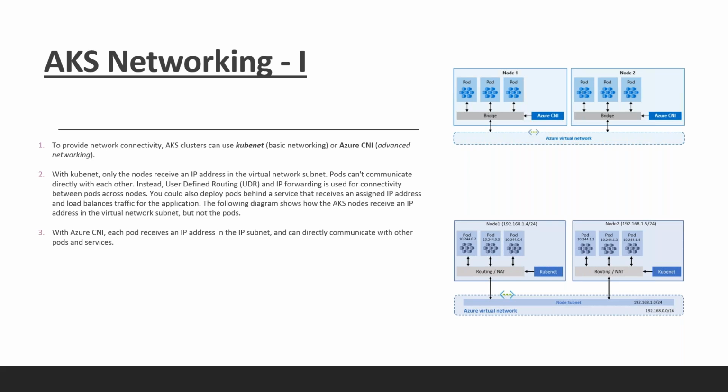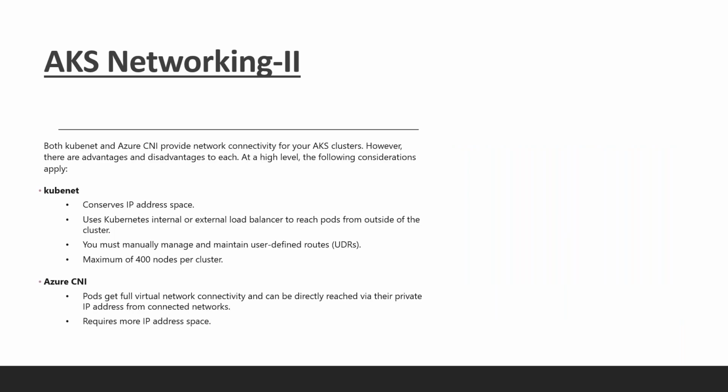So we will be talking about the basic one because it's a lab environment. And if you are using Calico-based networking, then it requires a good amount of planning with reference to the environment. So these are the basic differences at a high level, on where to select KubeNet and where to select Azure CNI. If you require more IP address space, then go for CNI. And if you want to conserve IP address space, then you can use KubeNet. So this is the basic difference.